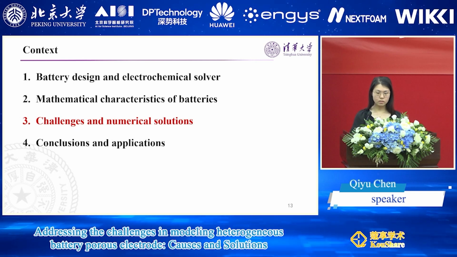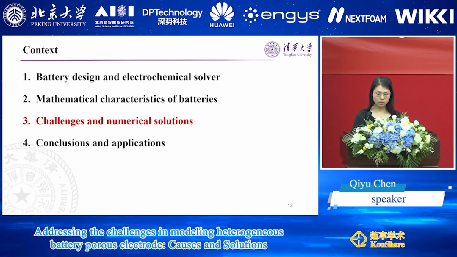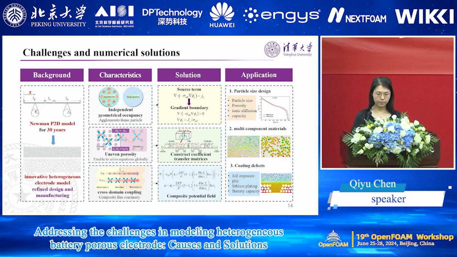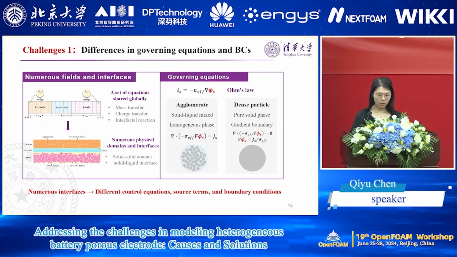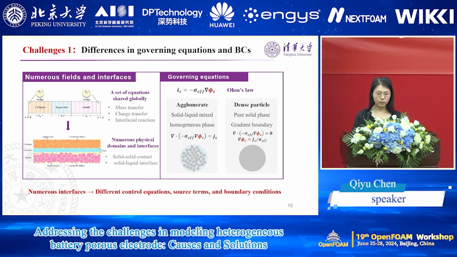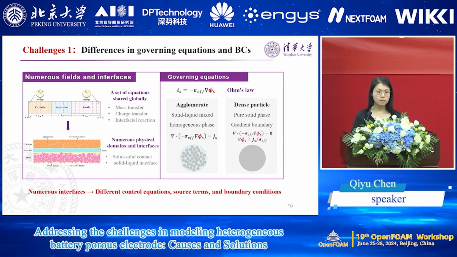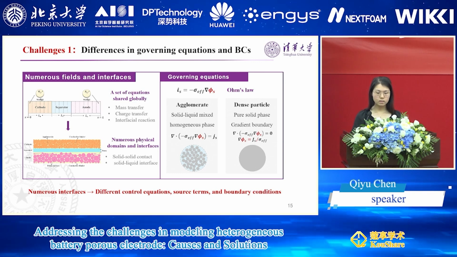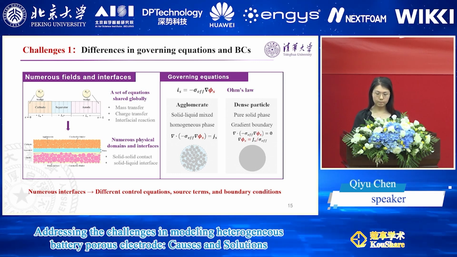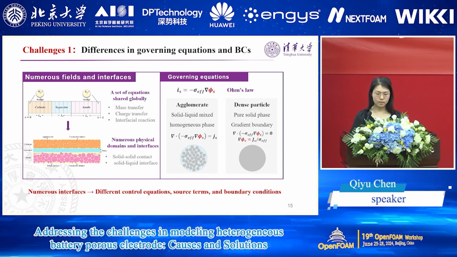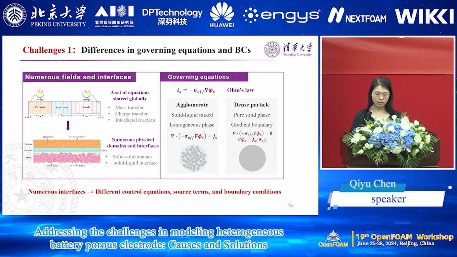Next are the challenges we face in developing numerical solvers for the heterogeneous model and the corresponding solutions we have tried. Challenge 1: differences in governing equations and boundary conditions due to numerous interfaces and physical fields. The specific locations where this interface exists are not defined in the pseudo-two-dimensional model, and the interfacial electrochemical reactions are assumed to occur at all positions along the microscopic one-dimensional domain.